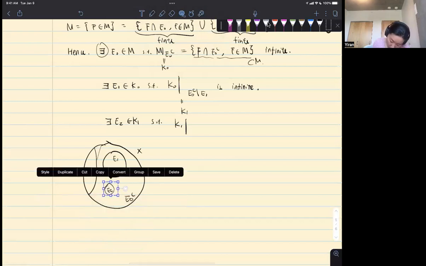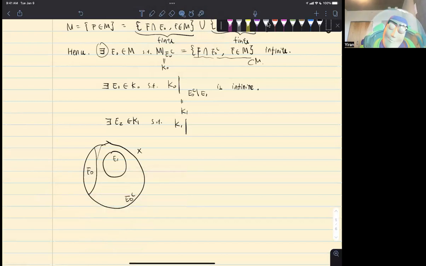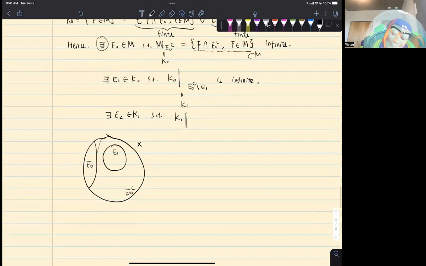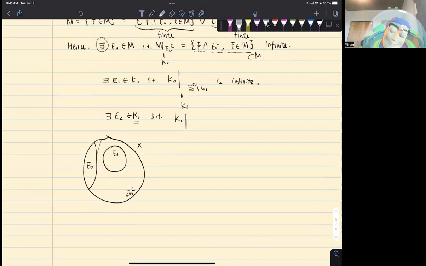Okay, so keep the drawing that I did before. Now what we want is to pick, we already picked E2 in K1, where K1, let me highlight this in pink, so it will stay there. So this is K1. So we pick the E2 in K1, and then look at K1 set minus E0 set minus E1 set minus E2 is infinite.